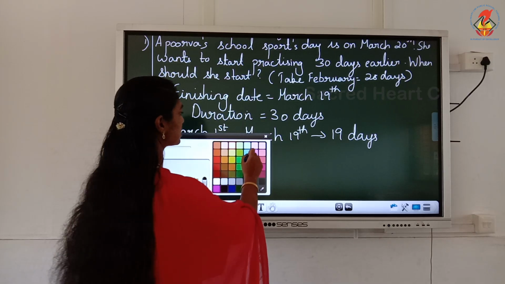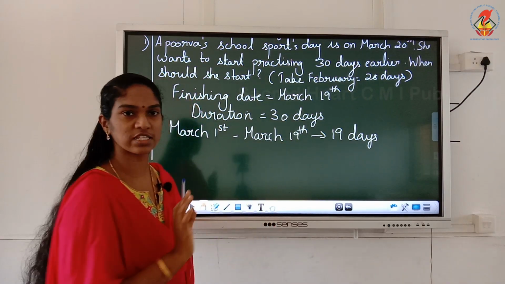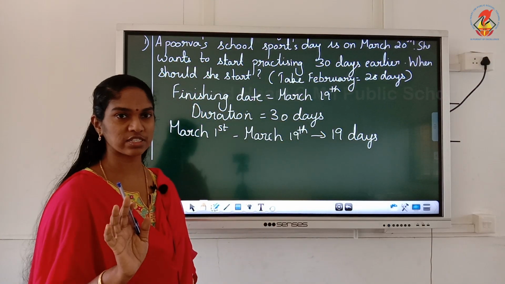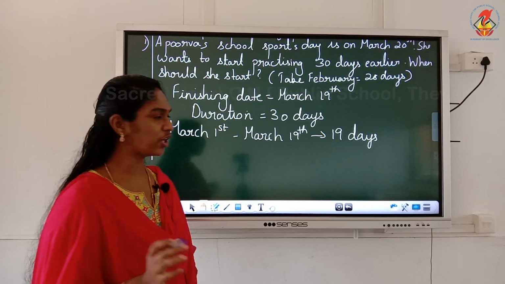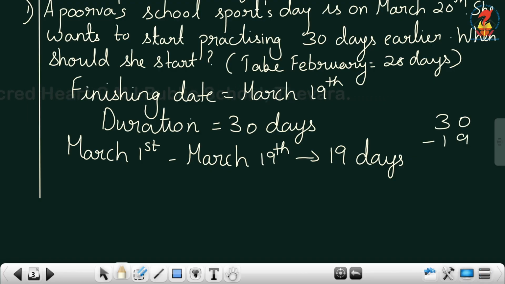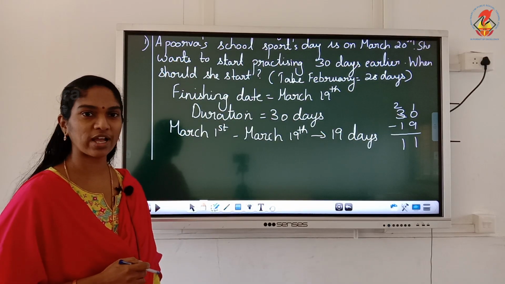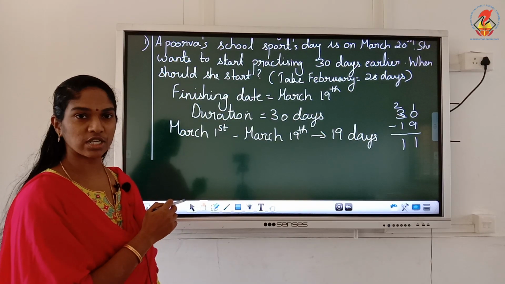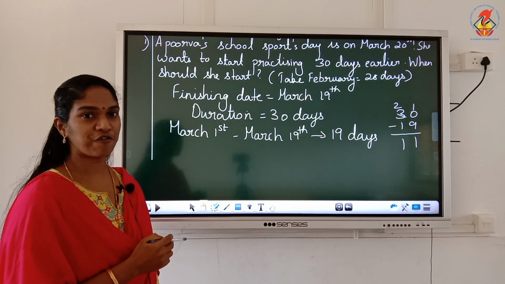So, from this 30 days of practice, 19 days is gone. You got it in March itself. Now, I have to see how many days more balance. So, I will do 30 minus 19, I have 11 days more I need. So, to which month should I go back? We have discussed March. Before March, the month is February.